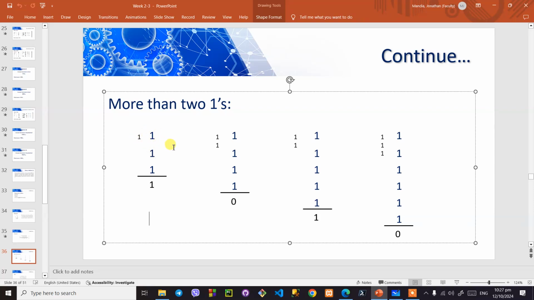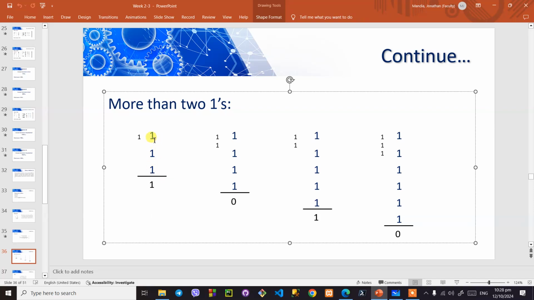If you want to do it one by one, you can evaluate it or synthesize it into one process. So we have 1 plus 1 is 0, carry 1. Since you now have 0, 0 plus 1 is still 1. You can do that if you want to go one by one.